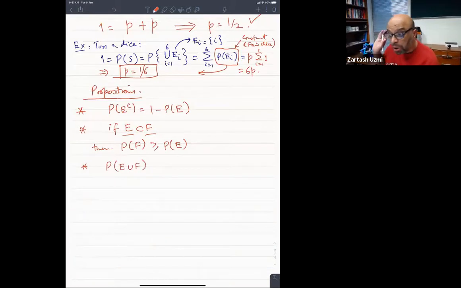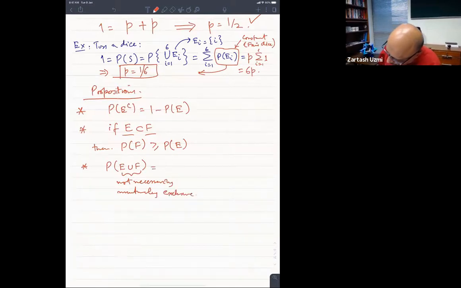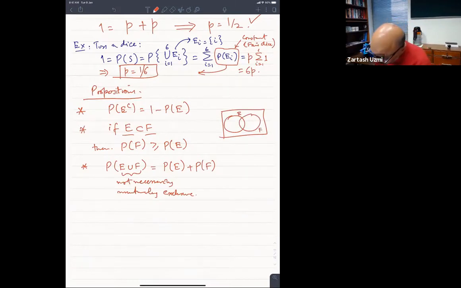where E and F are not necessarily mutually exclusive. तो अगर E और F mutually exclusive होते तो मैं इसको ऐसे लिख देता, E and F. Okay. So this is E and this is F. Now, if I write this, then I'm double counting.